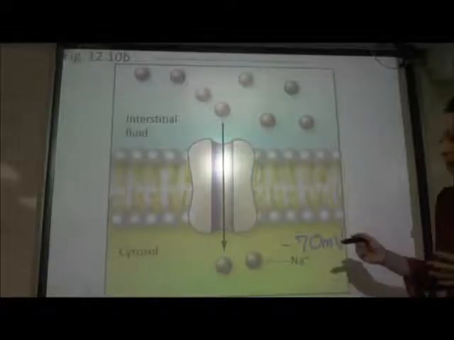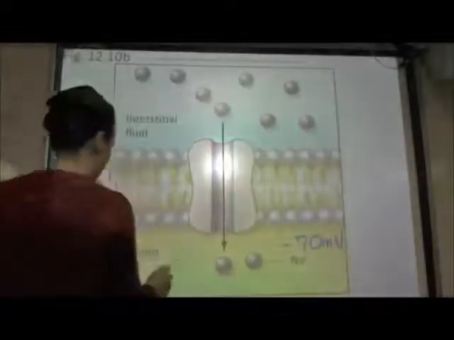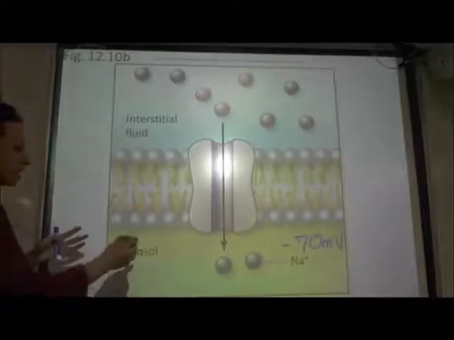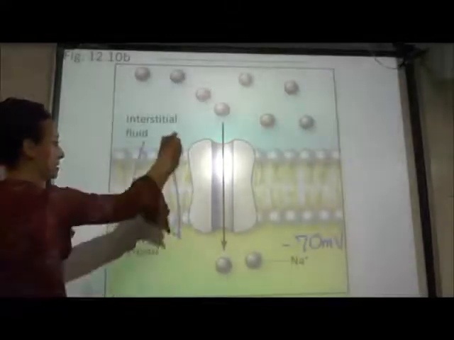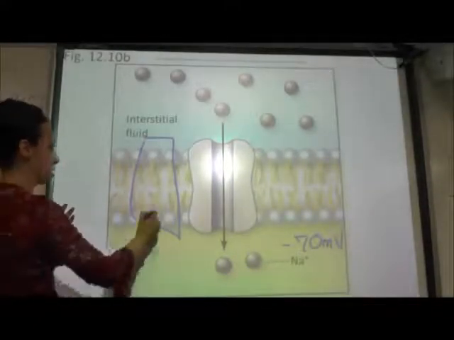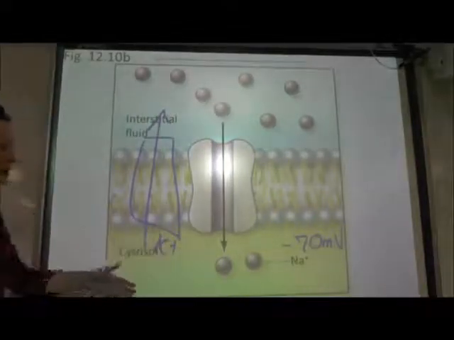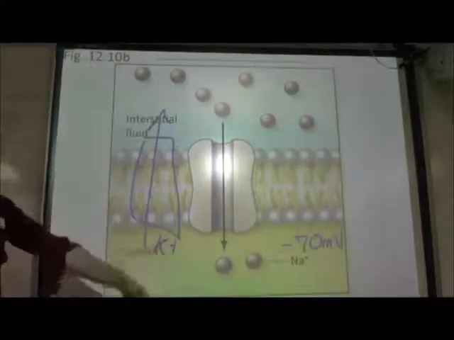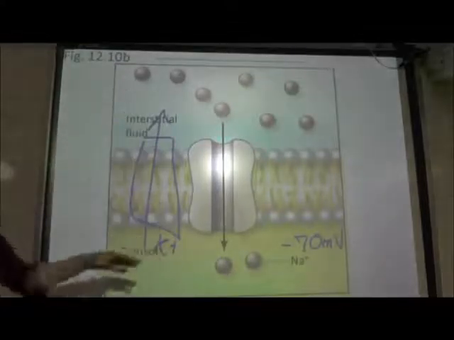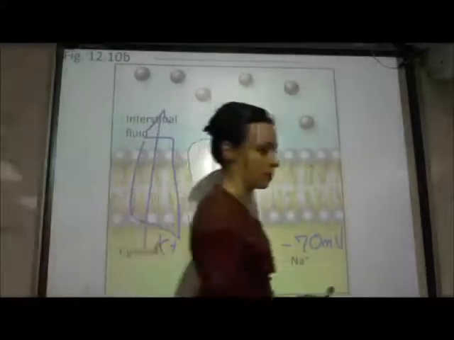Now, why is it negative? Well, the cytosol has lots of proteins that have negative charges, and there are more potassium leak channels than there are sodium leak channels. So potassium is a positive ion. If it's leaking out more than sodium's leaking in, that's going to help drag us to this negative resting membrane potential.